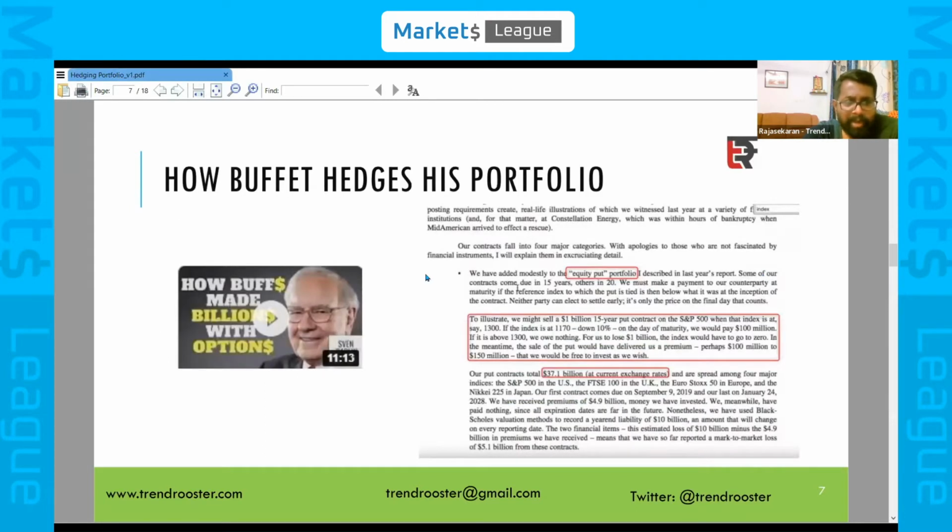Now I wanted to highlight how the big guys like Warren Buffett hedge their portfolio. One of his SEC filings mentions that he has written 15 years of short puts against his portfolio, for which he collected 150 million. Unless the market goes to zero, he would need to pay $1 billion to the option buyers. This is called a covered put.